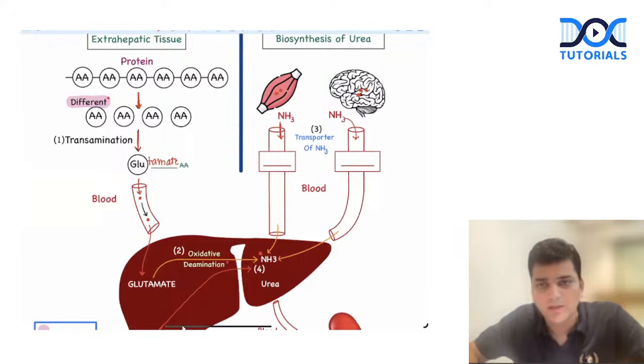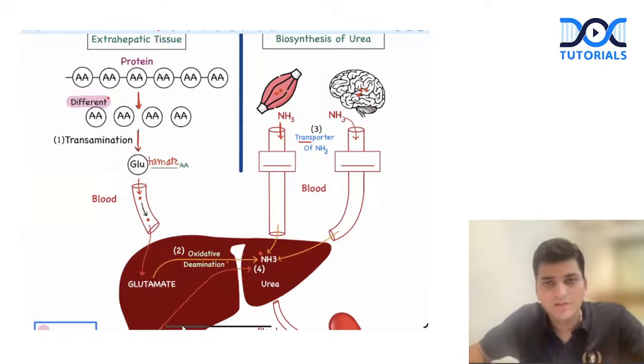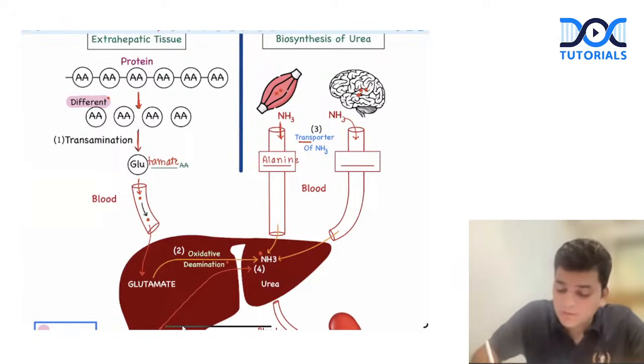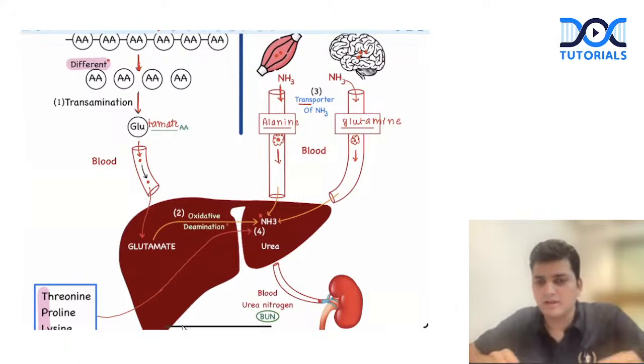How to transport them? We require a transporter from the muscle. Who is going to bring the ammonia? The name of the transporter: alanine. And who is going to bring it from the brain and the other tissue? Glutamine. These are the transporters. They will take these ammonia molecules and transport them all the way to the liver. And now the ammonia has come to the liver. So actually there are four molecules by which you are getting the ammonia in the liver.